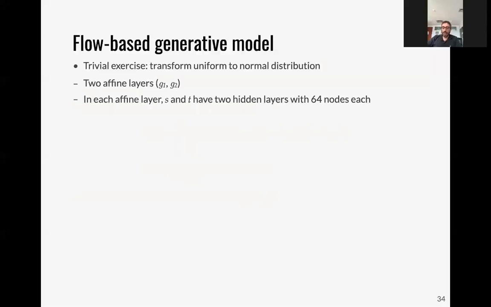So for example, you can define just two affine layers, one that modifies the odd sites and one that modifies the even sites, that you can chain. And then in each of these layers, you have two neural networks, S and T. In the case that I'm going to show some examples for, I just have two hidden layers with 64 nodes each. So basically that's my phi there. I'm feeding it uniform random numbers, and what I want is that these phi's are distributed normally.